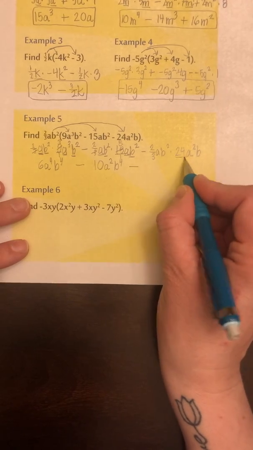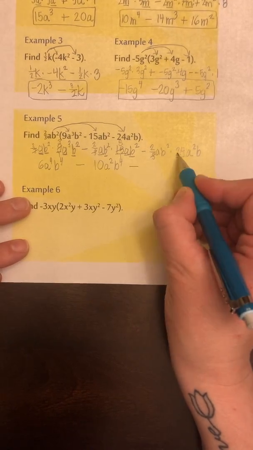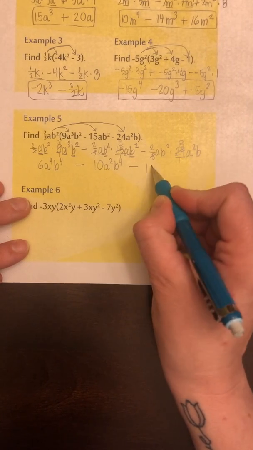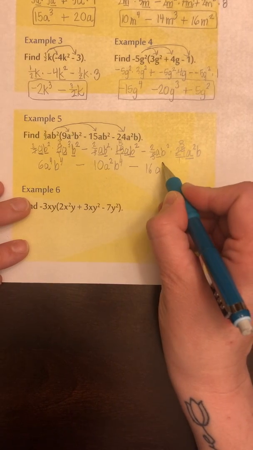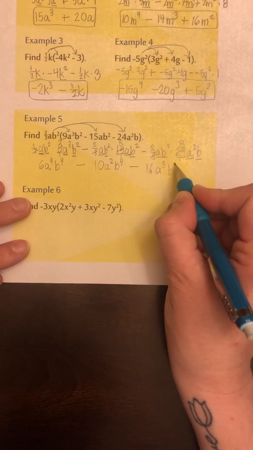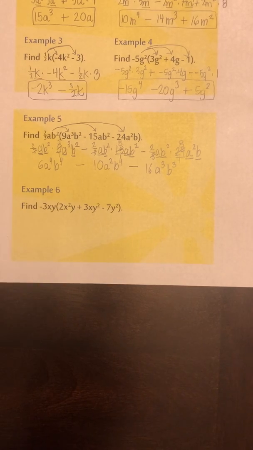Minus this last one, I'm going to put a 1 under the 24. Cross cancel because 3 goes into 24 8 times. 2 times 8 is 16. Keep my base of a, add the exponents. 1 plus 2 is 3. Keep my base of b, add their exponents. 2 plus 1 is 3. So my last term is minus 16a cubed b cubed.